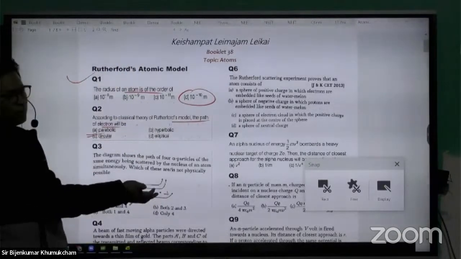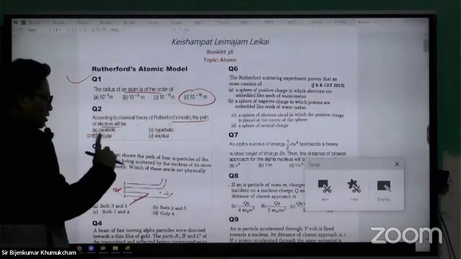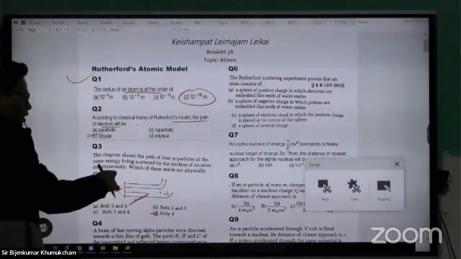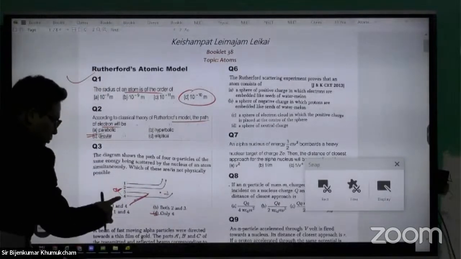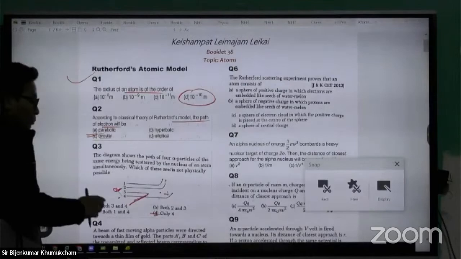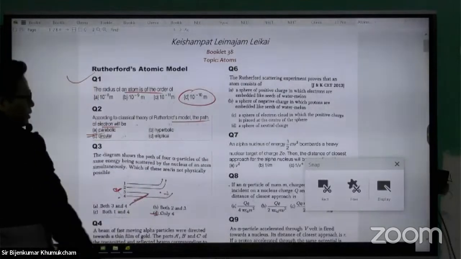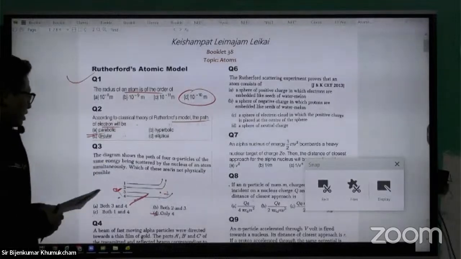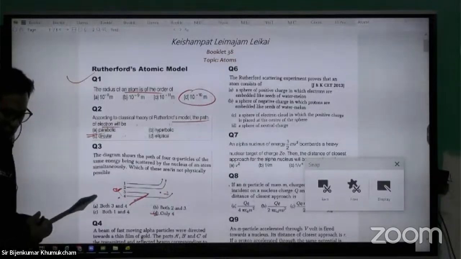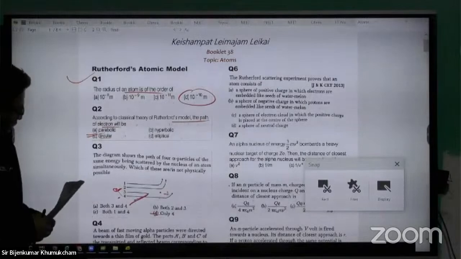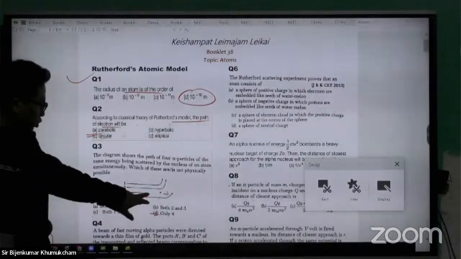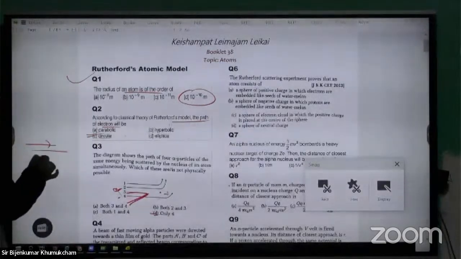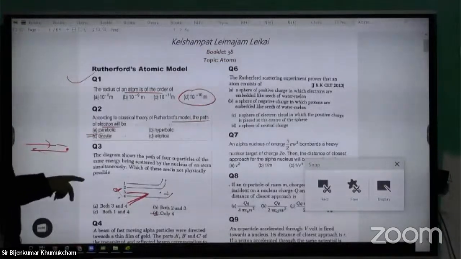Which one is not possible? Only 4 is not possible, because this alpha particle is positive, carrying positive charge, and the nucleus carries positive charge, so it cannot attract them. See, alpha is positive. Even the distance of closest approach is considered.